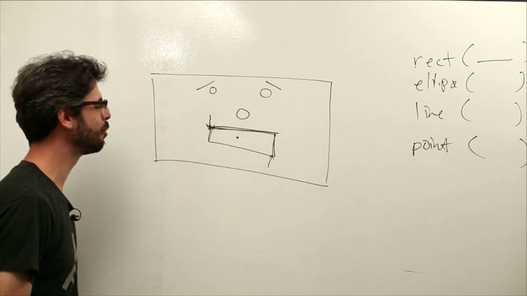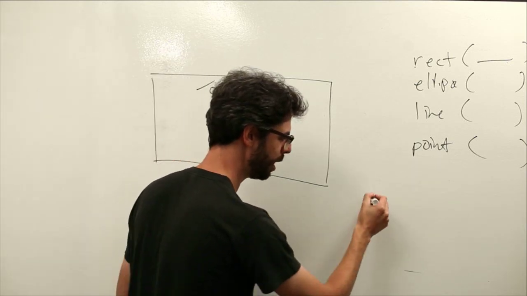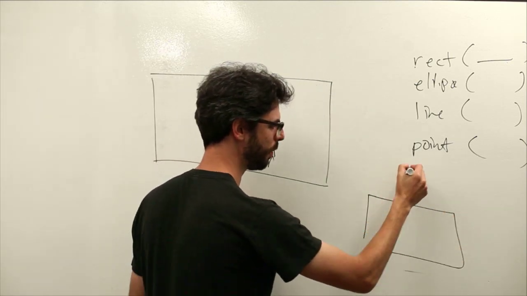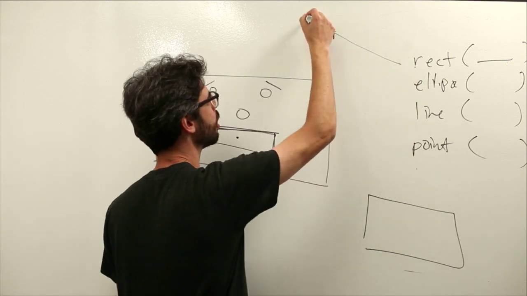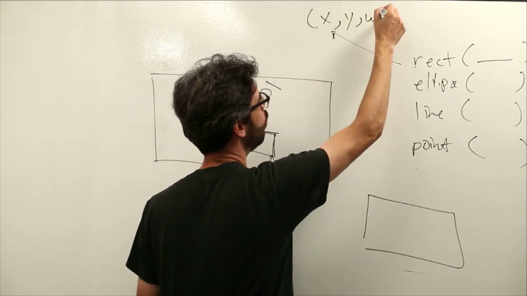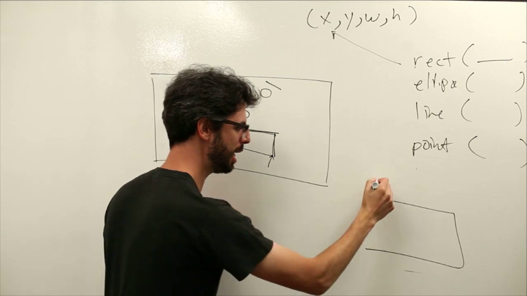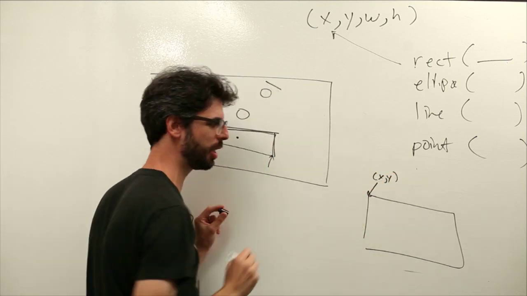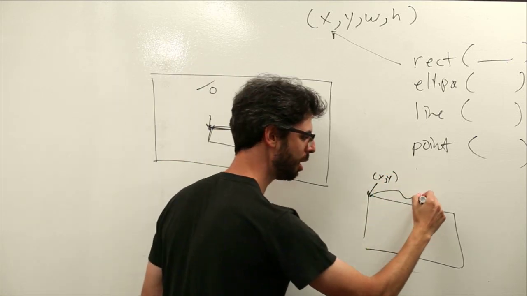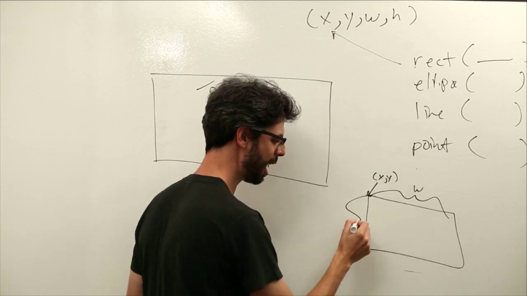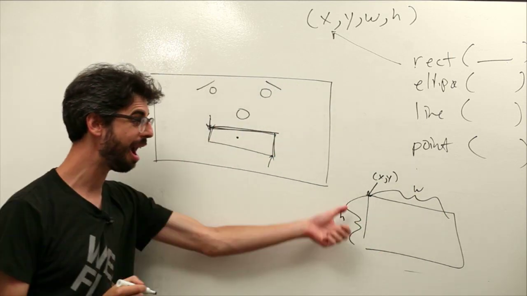But the default way of drawing a rectangle in Processing is with 4 arguments. So rectangle has 4 arguments: x, y, width, and height. The x and y being the location of the top left, the width being the width in pixels, and the h being the height in pixels.